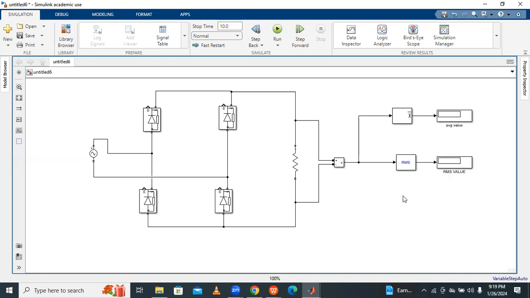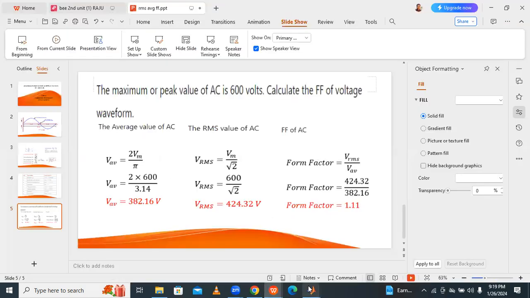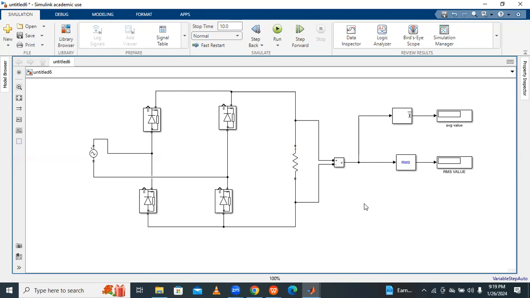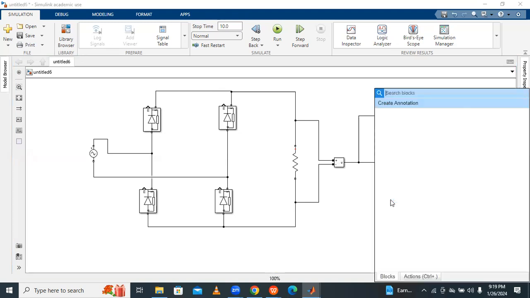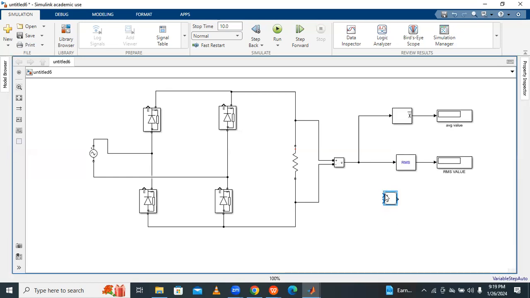Next, form factor. Form factor is nothing but RMS value by average value. What is the formula for form factor? Form factor is equal to RMS value by average value. Take one division block. Divide RMS value by average value. This is called RMS value, and this is called average value. And then display. This is called form factor.